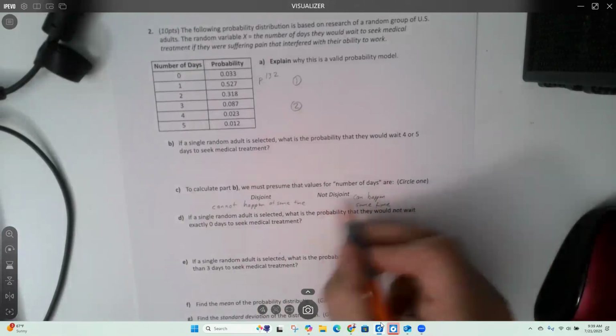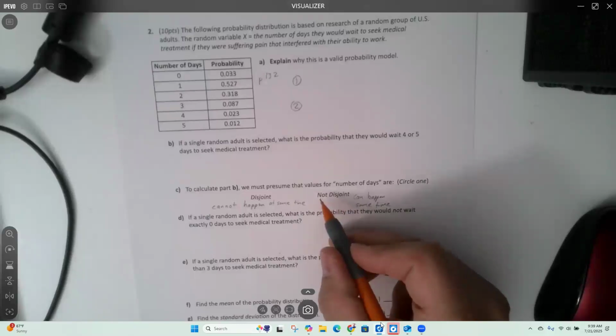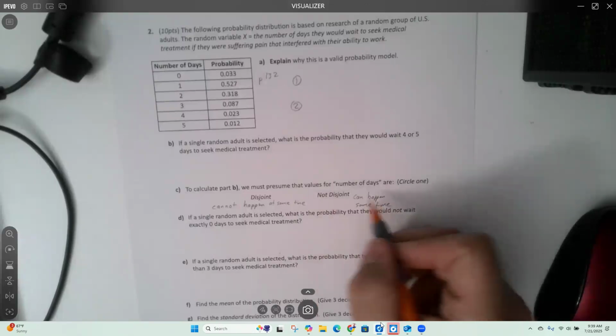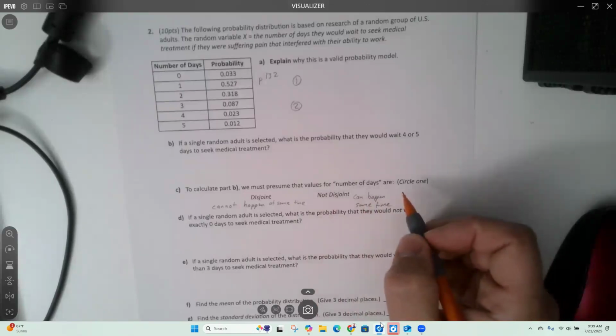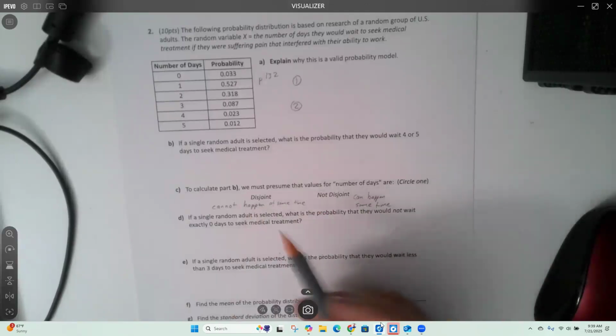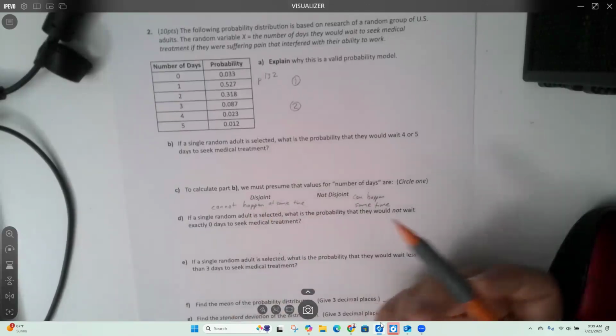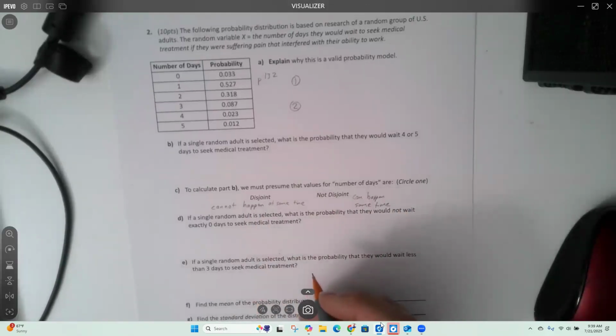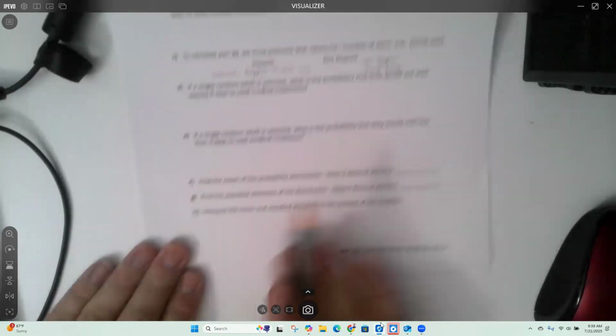Okay, and not disjoint is the one that takes a little more work, right? When it's not disjoint, you have to subtract the overlap. With disjoint, you just add them up. There's no overlap, so subtracting zero doesn't do anything, right? So, okay, this is the big one right here.